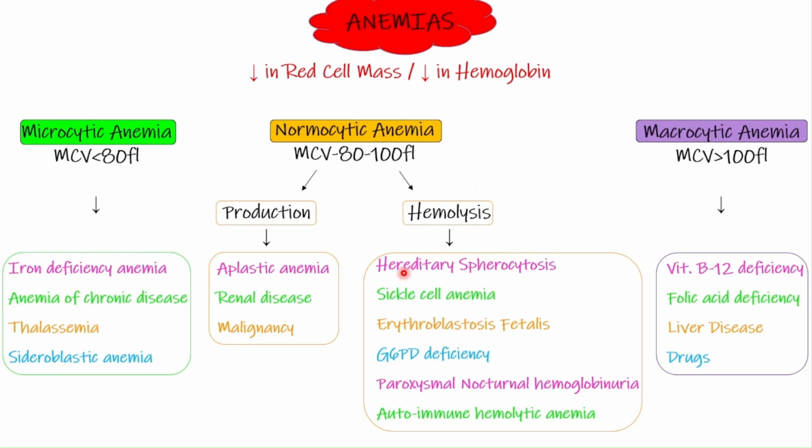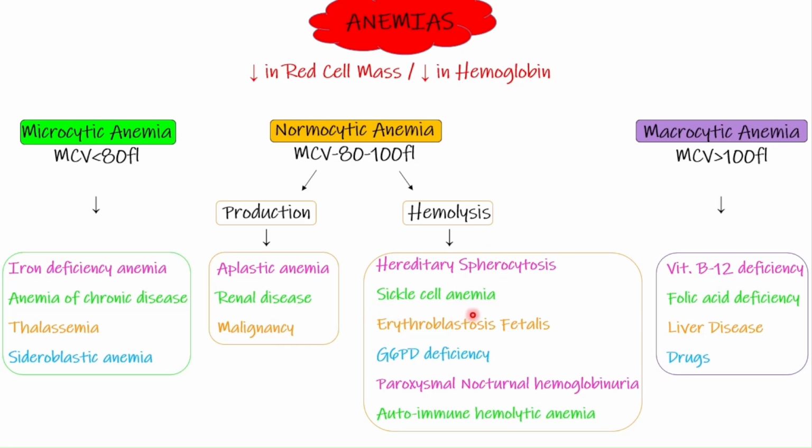Now, hemolysis includes, number one, hereditary spherocytosis. As you all know, the RBCs are normally biconcave in shape, so in hereditary spherocytosis, the RBCs are converted into a spherical shaped RBC. RBCs lose their membrane and they're converted into a spherical shaped RBC. Now this spherical shaped RBC, whenever it is passing through any small pore, will be ruptured, causing anemia. So when the RBC is ruptured, the RBC is hemolyzed. So this is hemolysis, and this will give a normocytic picture.